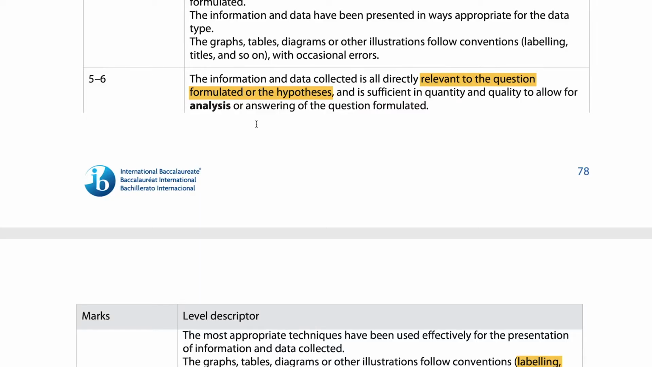So now if once again we read the top mark band, we can see that the information and data collected is all directly relevant to the question formulated or the hypotheses. So by doing this, what I would do, or at least what I did for the format, is you say hypothesis 1 and you say, to analyze hypothesis 1, this is what we did. Then you show the results and then you want to make sure that it's clearly linked. The results are clearly and explicitly linked to the hypothesis. Because of course you can say, okay, these are the results, but you have to explicitly answer the hypothesis. You have to do it here and you have to mention it again in the conclusion, but make sure you do it here as well in your body.